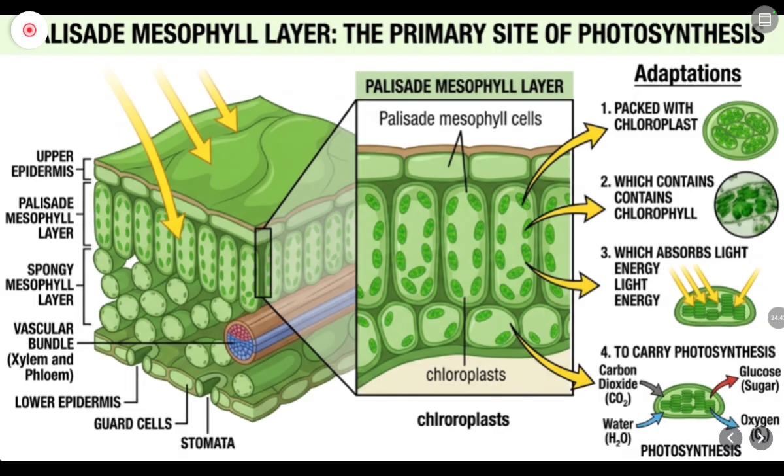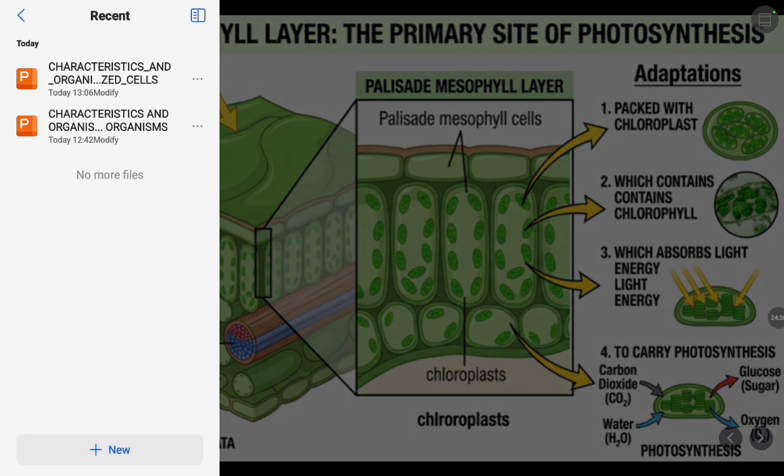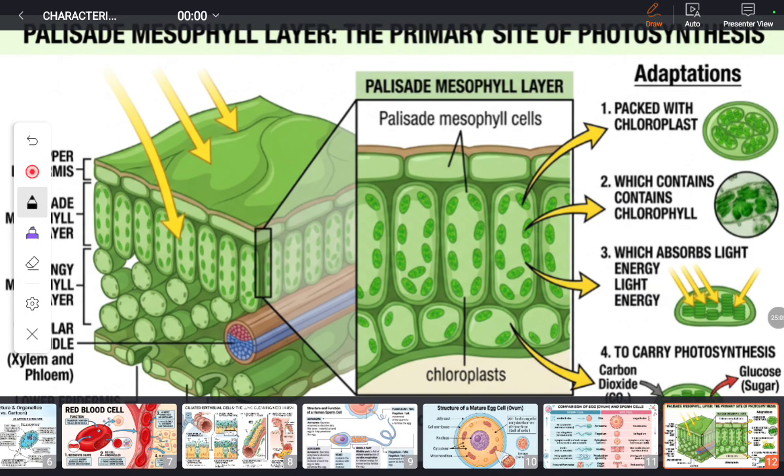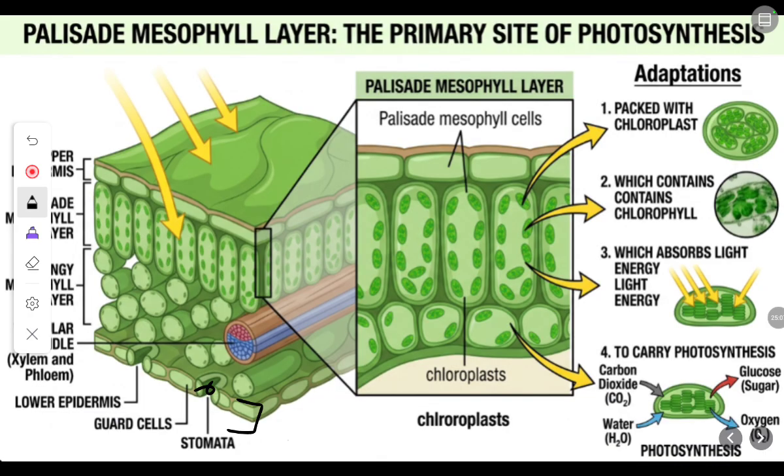So for the palisade mesophyll layer we have many parts. First of all, we have the upper epidermis, the palisade mesophyll layer, the spongy mesophyll layer, and a vascular bundle, which consists of the xylem and phloem. Then we have the lower epidermis, which, as you can see, is this rectangular-like part. And we have the stomata, which are the tiny openings inside the lower epidermis.